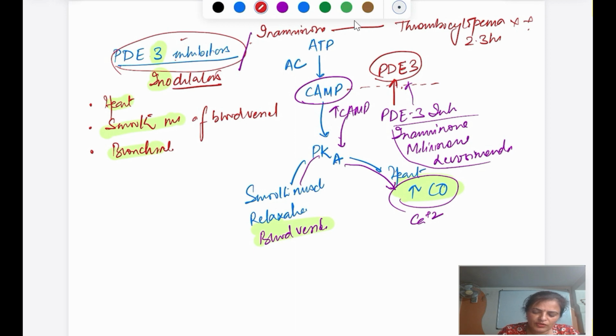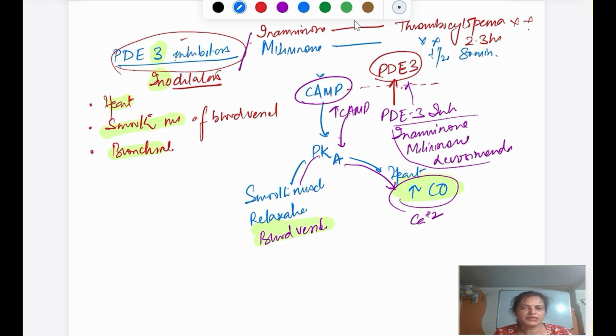So what we give now to the patient? We are using milrinone. No thrombocytopenia. It is more potent, 10 times more potent, and half-life is 1.5 hours, or you can say 80 minutes. Then levosimendan.